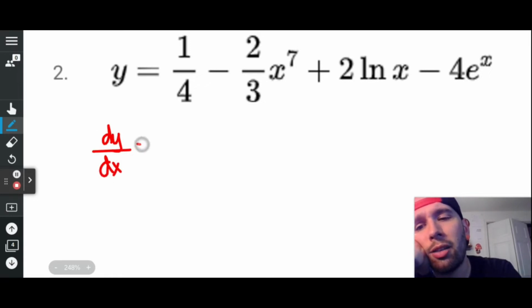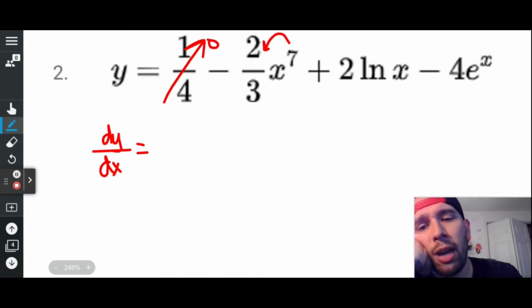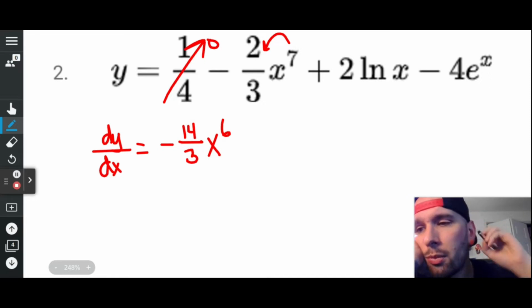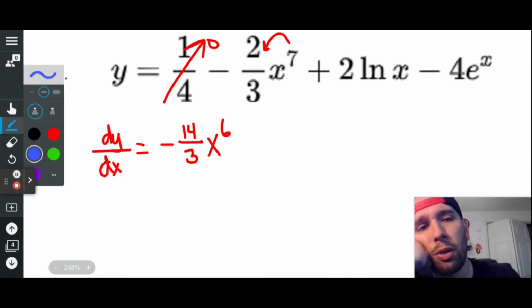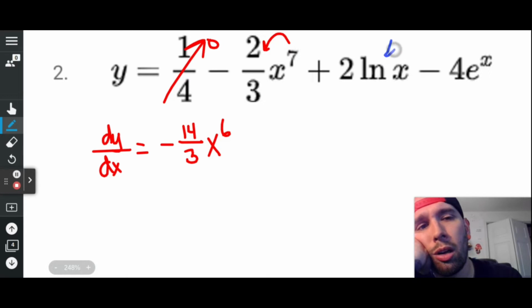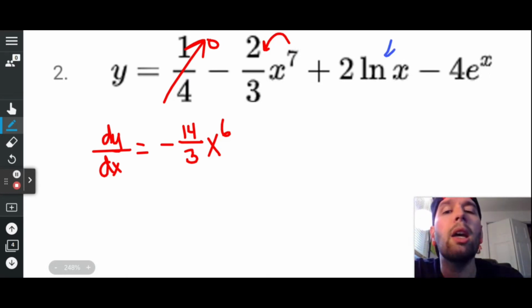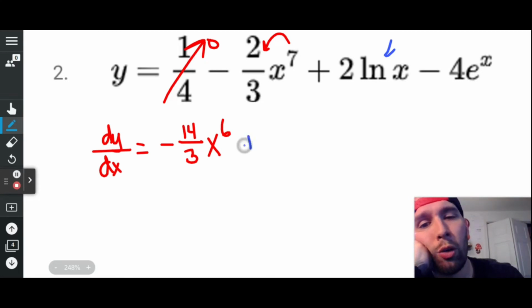Dy dx equals the derivative of any regular number just turns into 0. If I bring the 7 down, that's going to end up being 7 times negative 2/3, which is going to be negative 14/3 because you multiply the 7 to the 2/3. Take away 1 from the 7. ln of x becomes 1 over x, so 2 times ln of x is going to be 2 times 1 over x, or in this case, 2 over x.